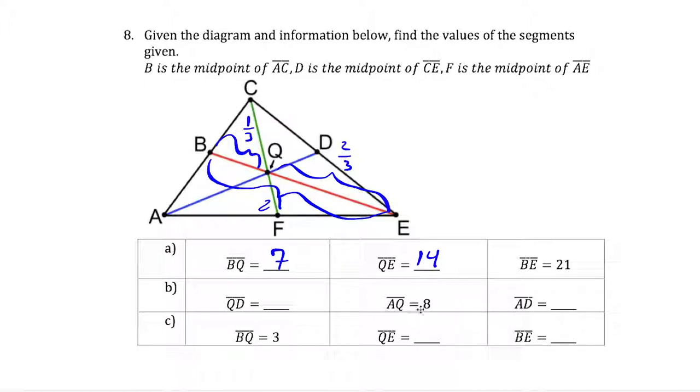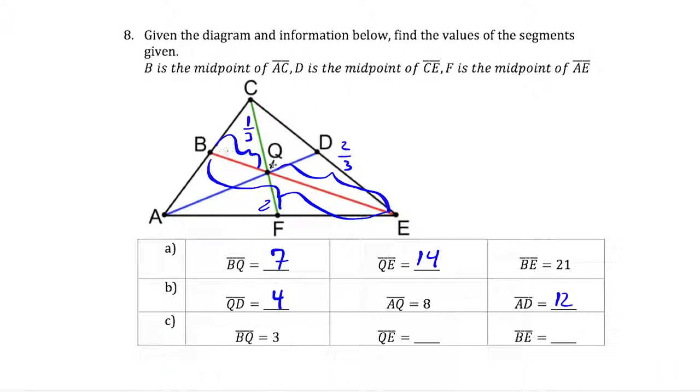Now if you look at this, 1/3 is half of 2/3, as 7 is half of 14. So if we have this larger segment AQ being 8, this smaller segment is going to be 4. So QD is 4. And if we add these together, we get the whole distance 12. You can check this again, seeing that 2/3 of 12 is 8, 1/3 is 4.